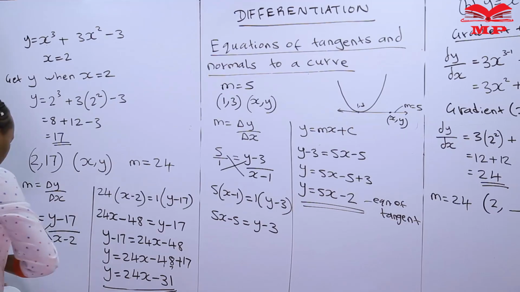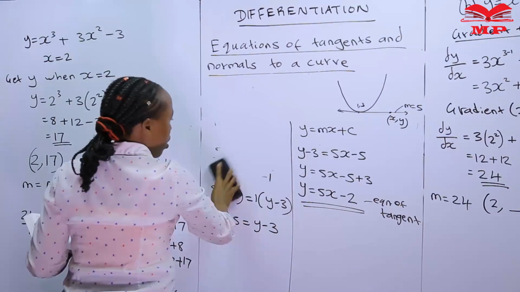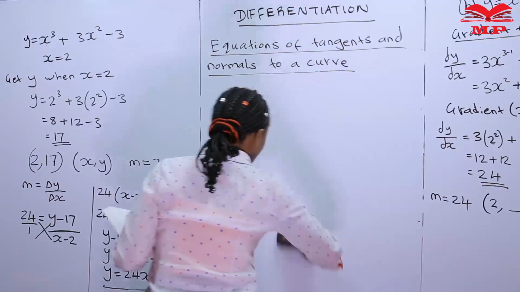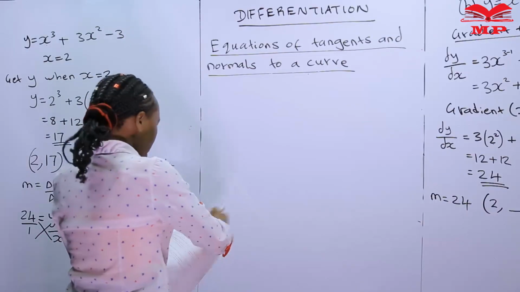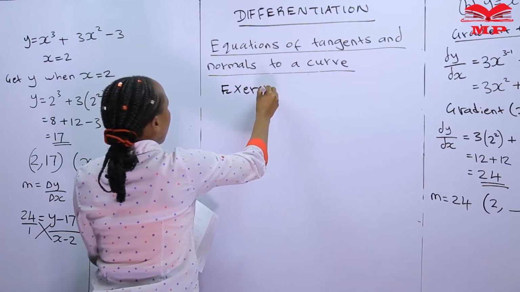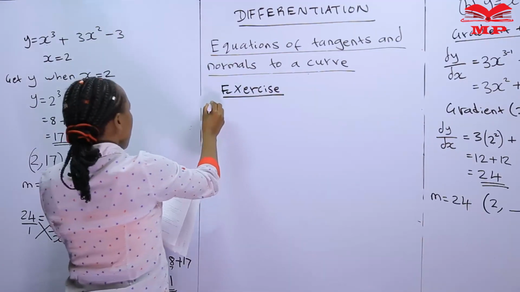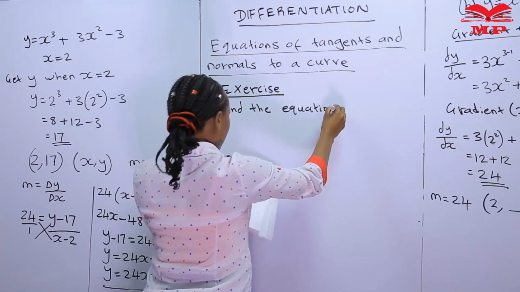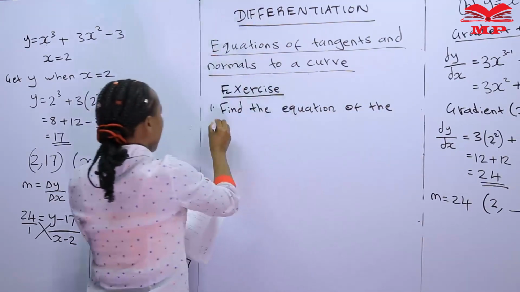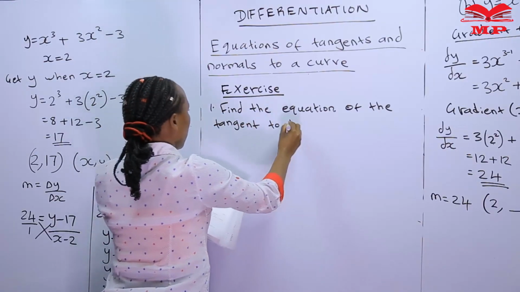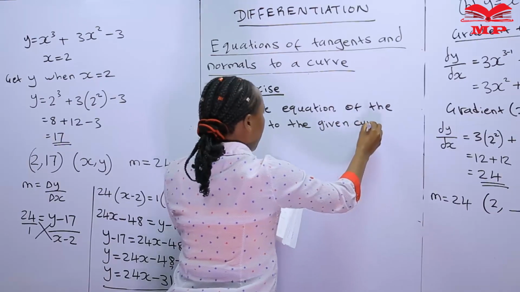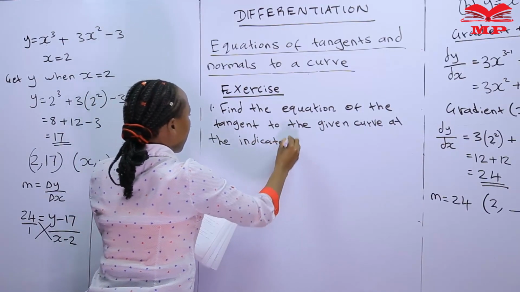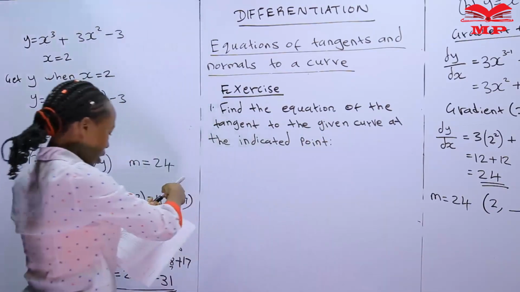So I'd like to give you an exercise on calculating the equations of tangents to a curve. In this we've just looked at the equation of a tangent, so find the following exercise. Ensure that you do the following. Number 1, find the equation of the tangent to the given curve at the indicated point. You find the equation at this indicated point.